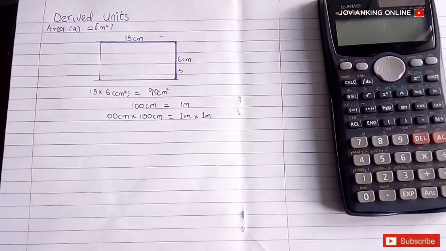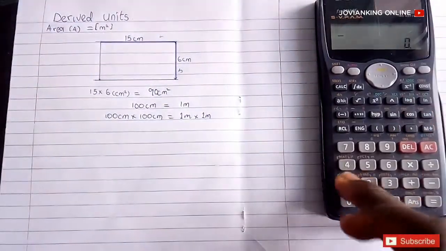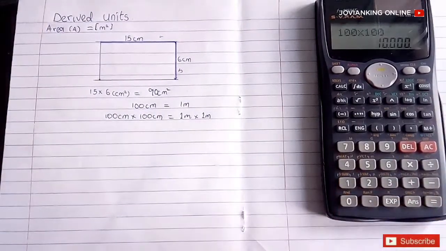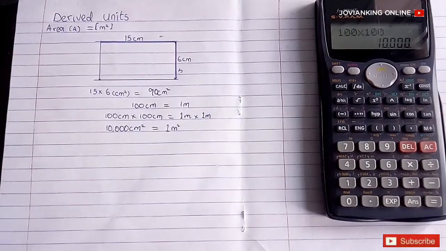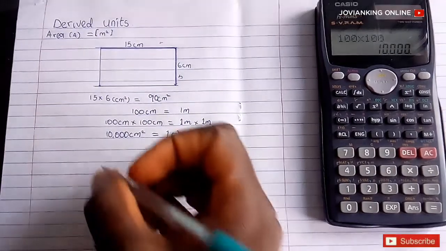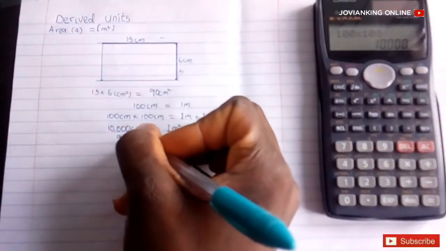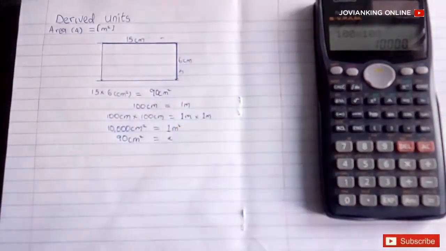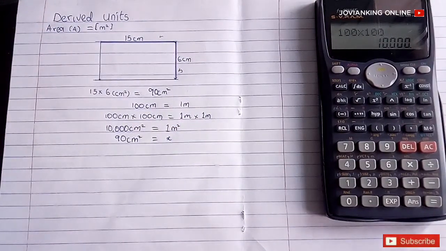So this is simply what we have. 100 centimeter times 100 centimeter, 100 multiplied by 100 is equal to 10,000. So it means that 100 centimeter by 100 centimeter, that is 100 centimeter square, means 10,000 centimeter square. So in a simple conversion, we say that 10,000 centimeter square is equal to 1 meter square. So you begin your conversion. We place our 90 cm square. Let's use S to indicate our missing variable. From here, we cross multiply.